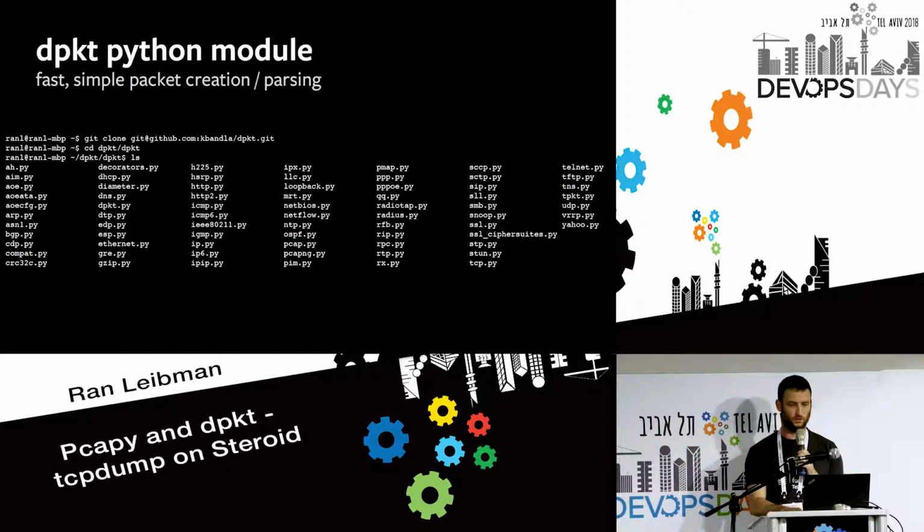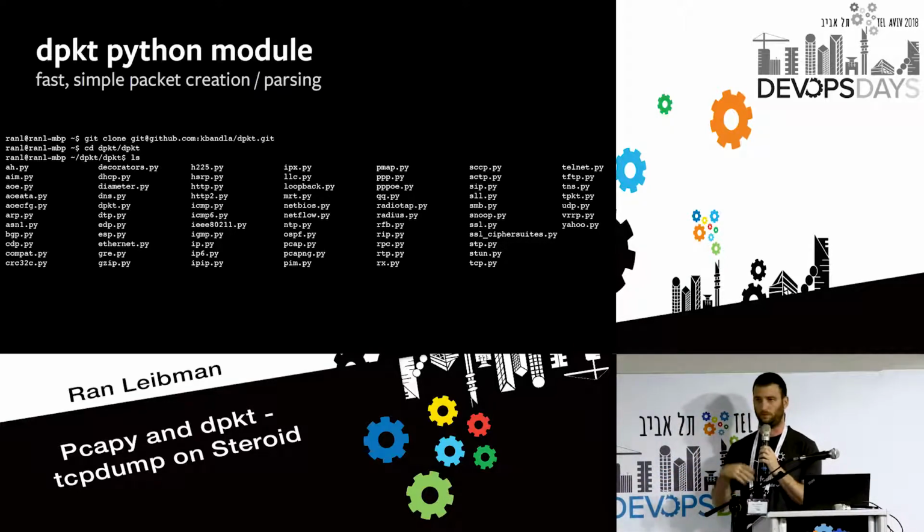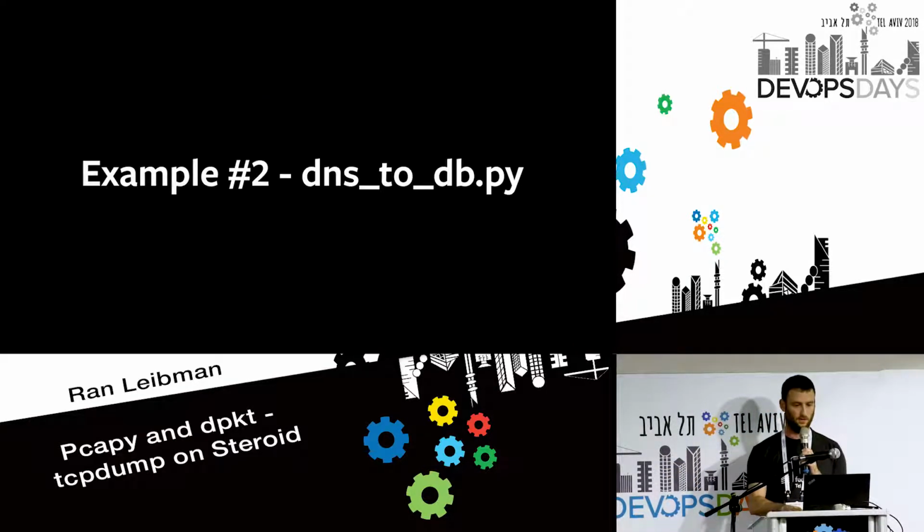In order to solve that, you can use dpkt, which is another module that allows you to parse the actual packets into meaningful protocols, such as DNS, TCP, UDP, HTTP, whatever, even Samba, apparently.